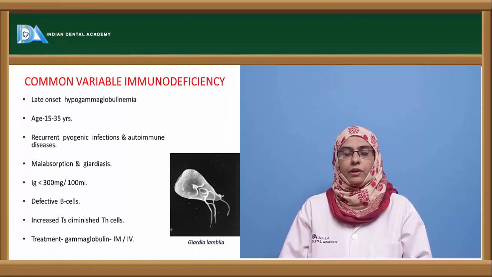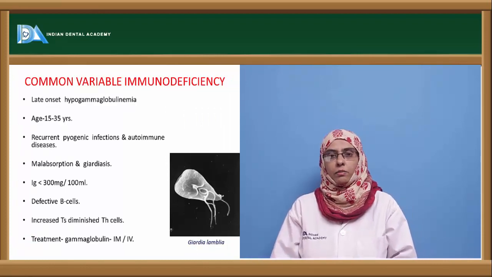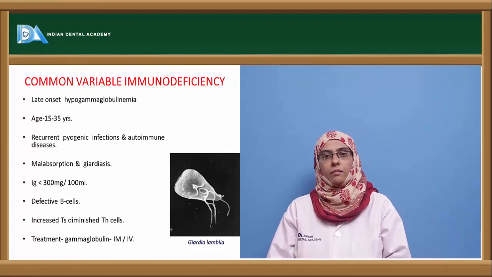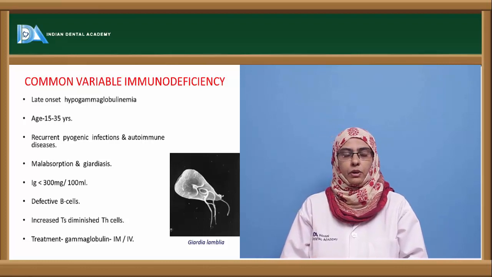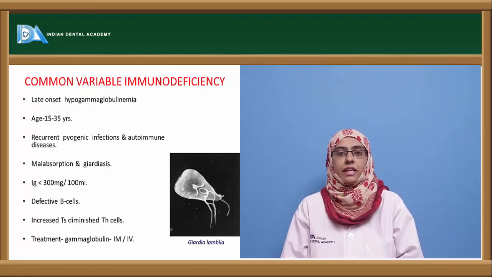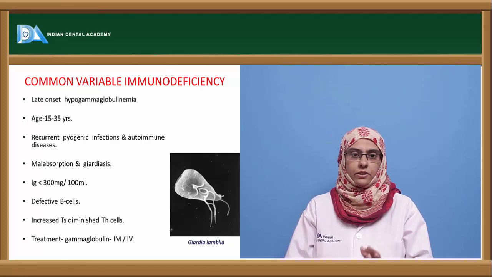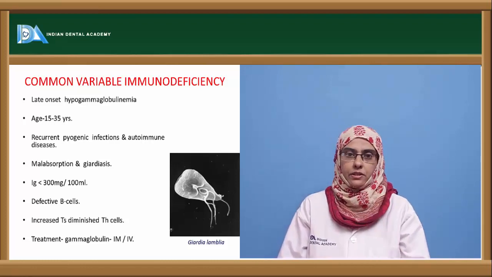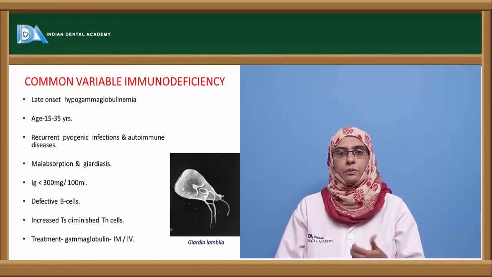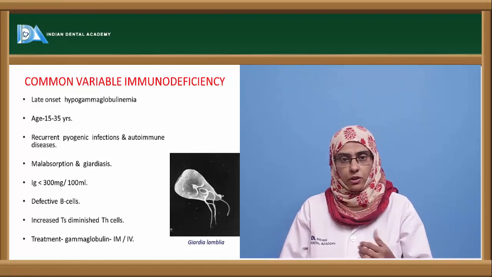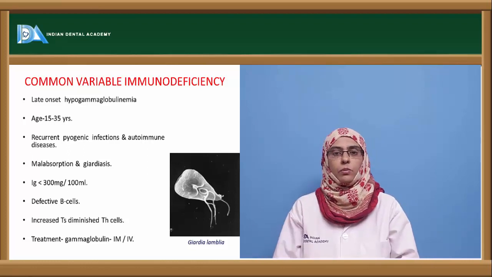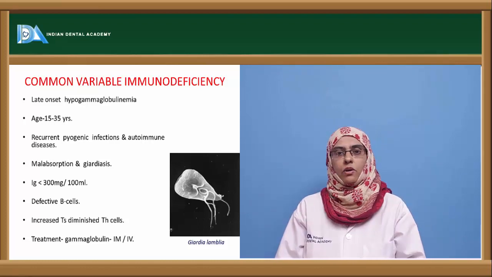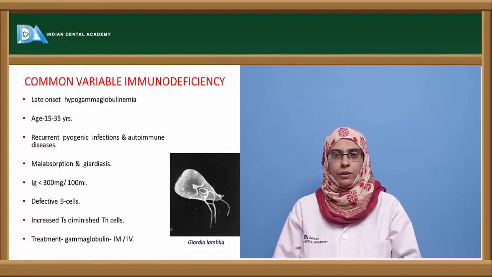Next type of humoral defect is common variable immunodeficiency, also called late onset hypogammaglobulinemia. Again, there is a decrease in the production of immunoglobulins, usually seen in patients aged 15 to 35 years. So it is again a temporary one, and usually takes place in very few patients who are not able to mount an immune response by producing their own antibodies. Because of this, the patients are more prone to recurrent pyogenic infections with staphylococcus or streptococcus, and also autoimmune diseases.